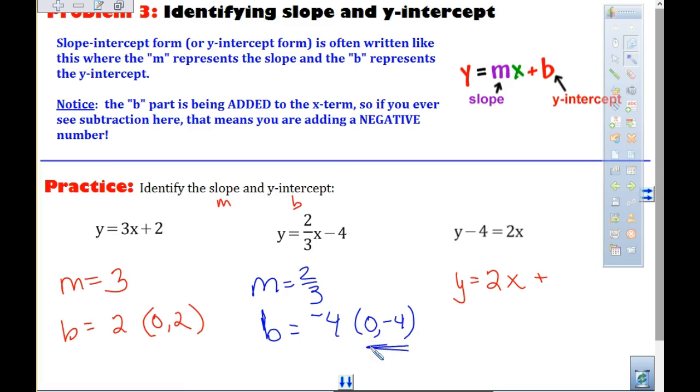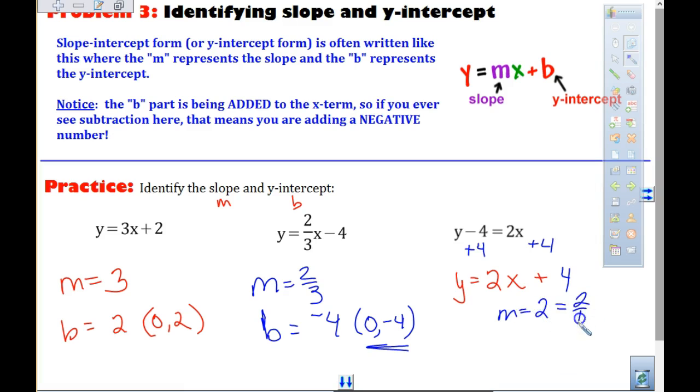I go left and right, go down 4, and then from that point I go a slope of 2/3 and I find more points on my line. This one, in order to solve this equation, we needed to add 4 first. We are not adding 2x and 4 together. It is 2x plus 4. So the slope is 2.